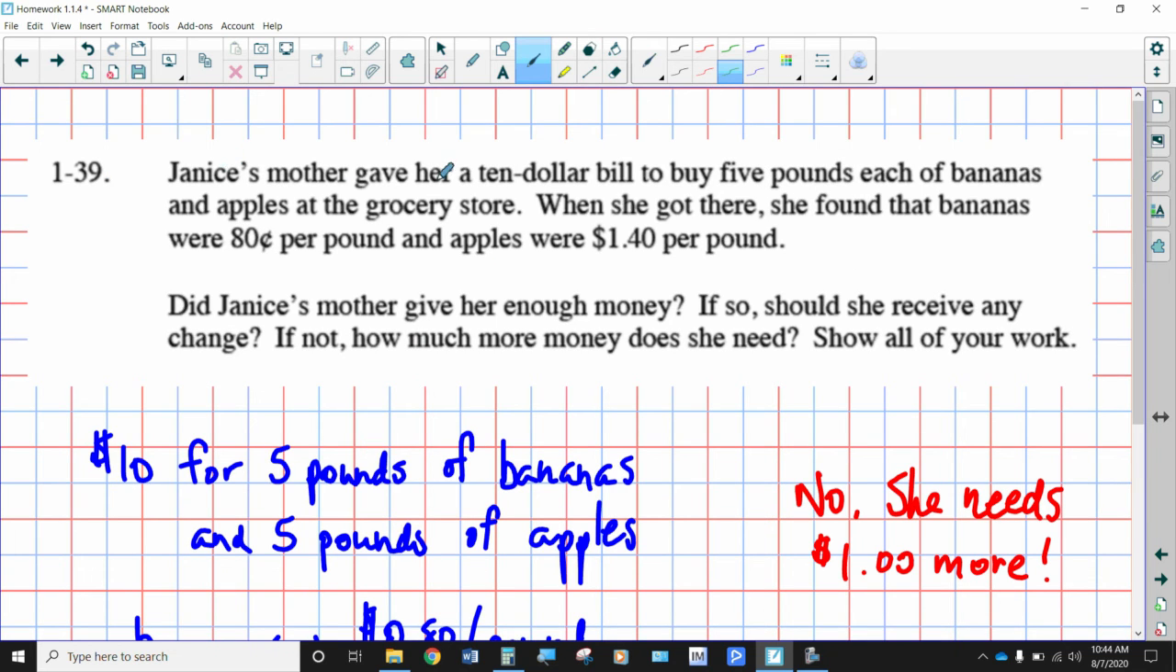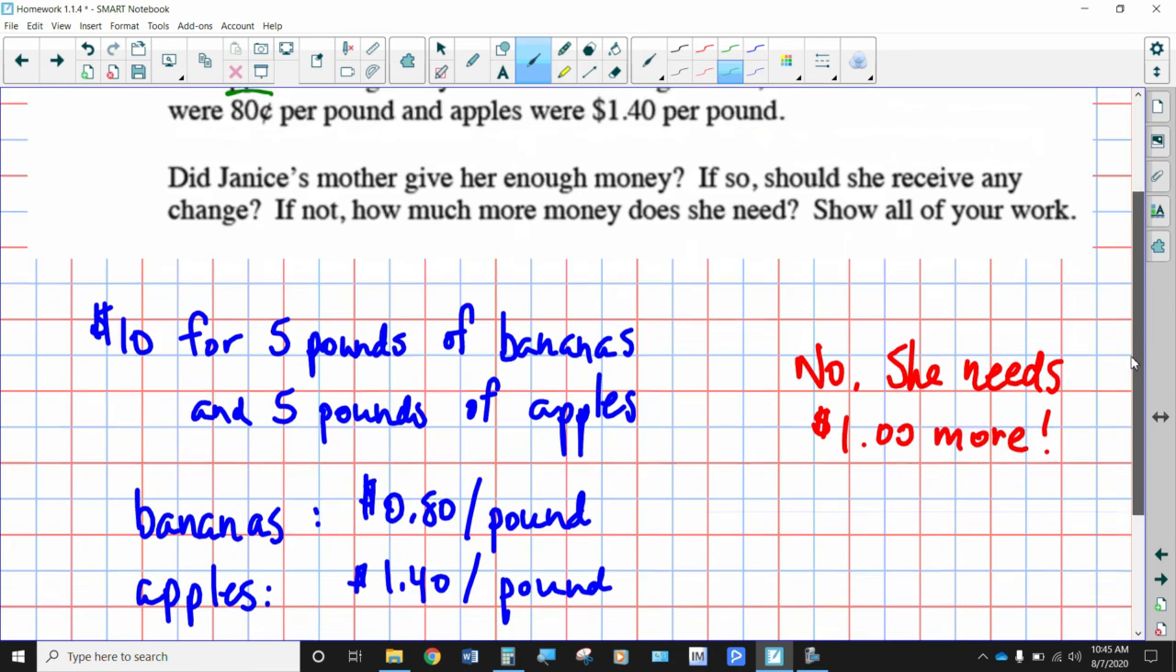And now for the last problem. Janice's mother gave her a $10 bill to buy 5 pounds of bananas and apples. So total of 10 pounds, 5 pounds of bananas, 5 pounds of apples. When she got there, she found that the bananas were 80 cents per pound and apples were $1.40 per pound. Did she give her enough money? So let's figure this out.